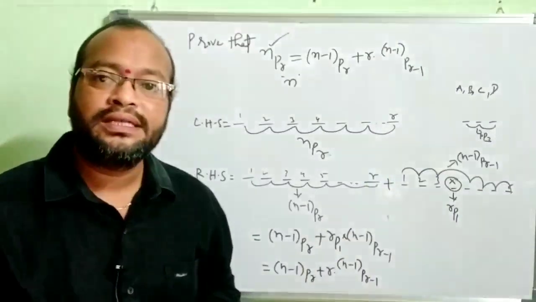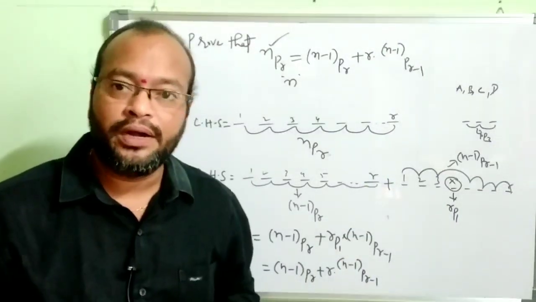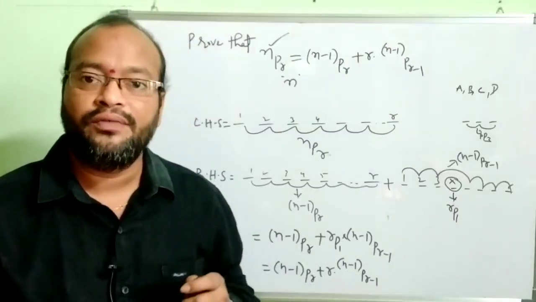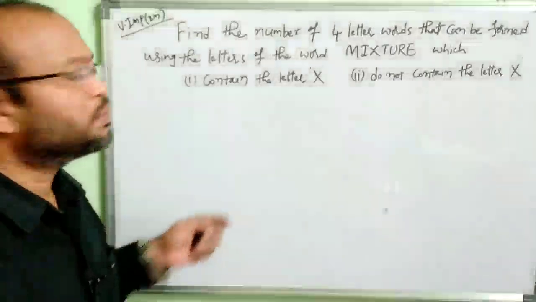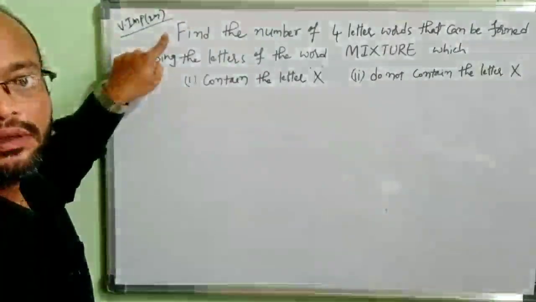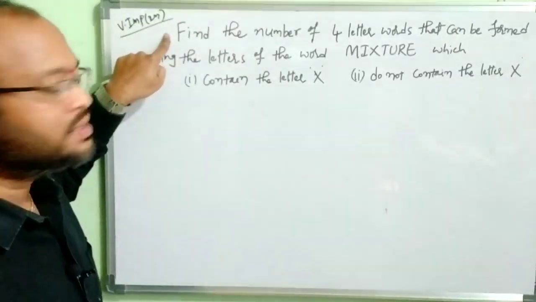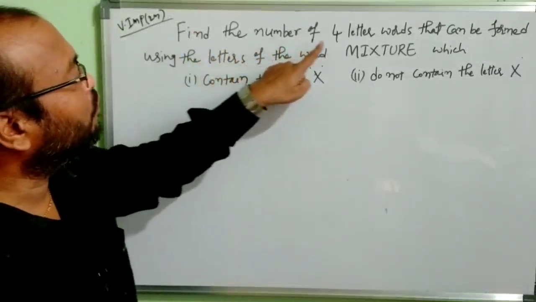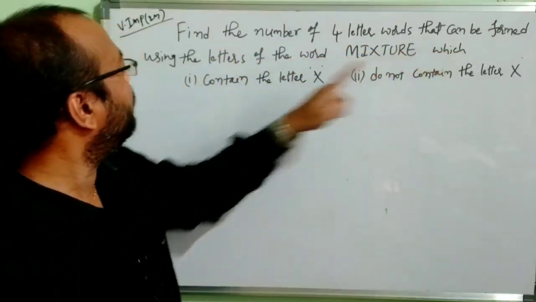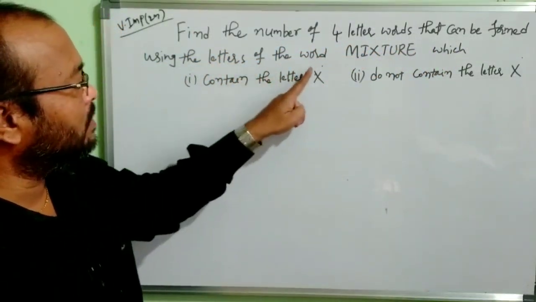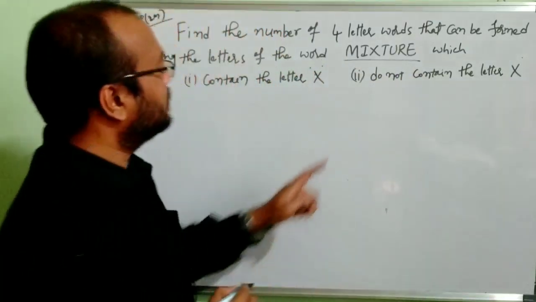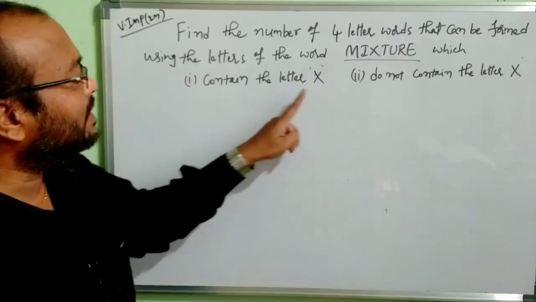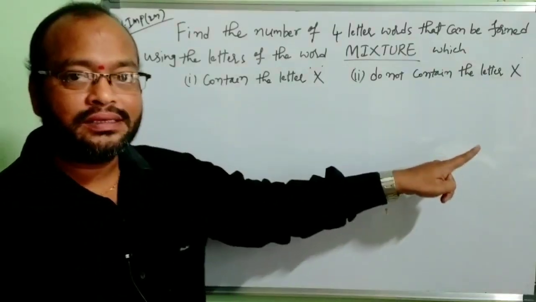So by using this concept, we will solve one important problem, which is also very important for 2 marks questions. We will discuss this problem now. Very important question, asked many times in the annual exam. Find the number of 4-letter words that can be formed using the letters of the word MIXTURE, which contain the letter X and do not contain the letter X.